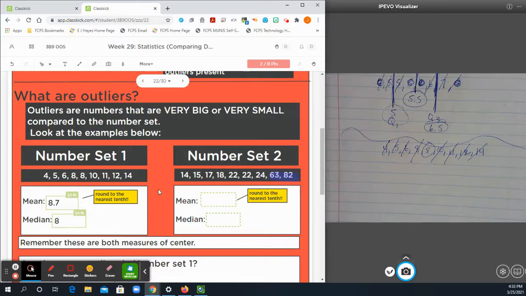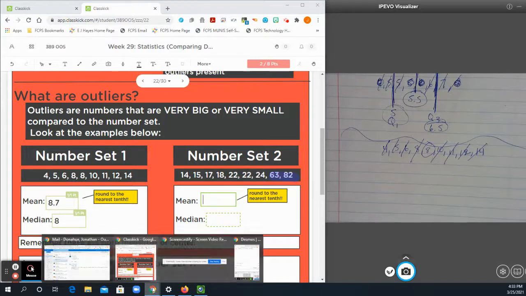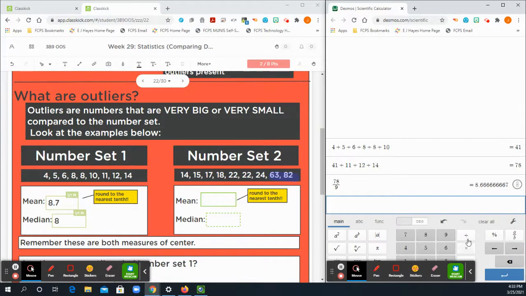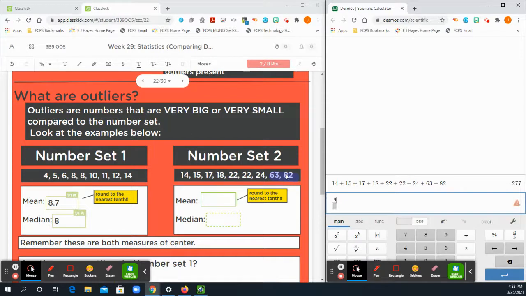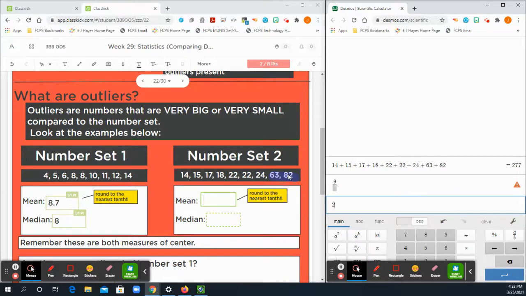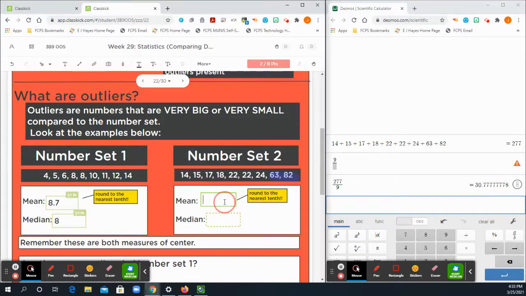All right, looking at number set 2, I've got mean and median here as well, so I need to go ahead and find the median. Let's pop that calculator up if it'll let me. All right, let's clear. I've got 14 plus 15 plus 17 plus 18 plus 22 plus 22 plus 24 plus 63 plus 82. 277 divided by, let's see, 1, 2, 3, 4, 5, 6, 7, 8, 9. Divided by 9. 277 divided by 9, I get 30.8 because the 7 rounds up. Okay, that worked.